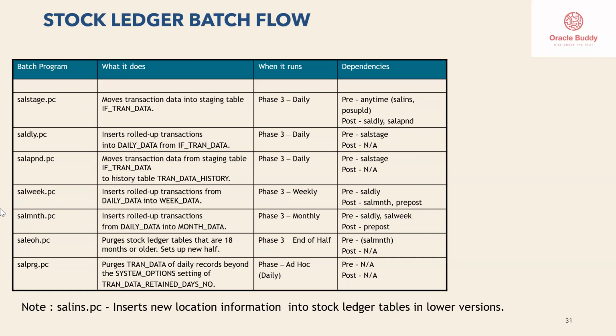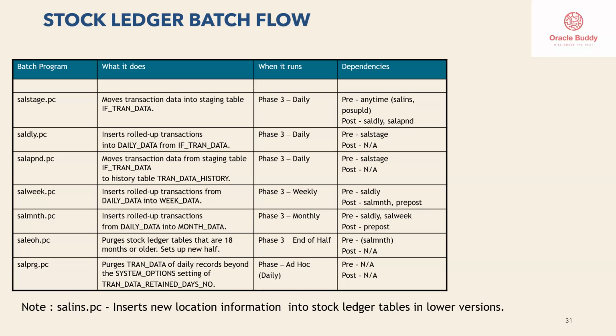The first batch is salstage.pc. What it does is move the transaction data. It picks the data from the tran data view. The tran data view includes two tables, tran data A and B. Based on the cursor pointing, whether it points to the tran data A table or the tran data B table, it will pick the data from that and post it into the tran data.